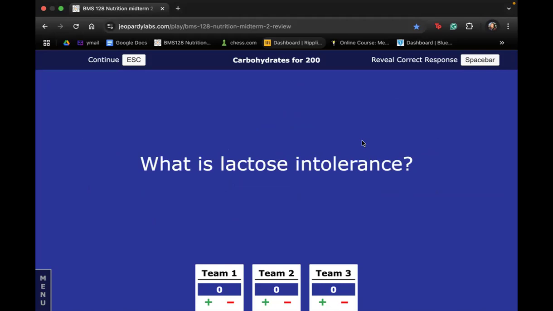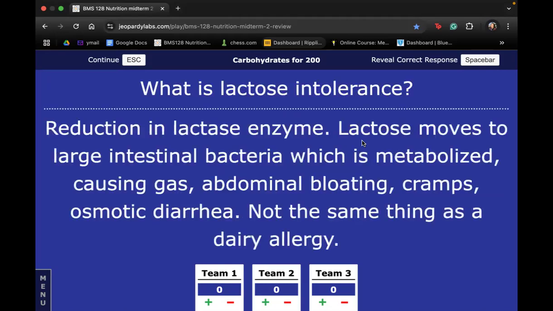What is lactose intolerance? You don't have the enzyme lactase to digest lactose. Yes, that's so true. I have it. I know for sure. It's a reduction in lactase enzyme, like you talked about, and it causes lactose to move to your large intestines and cause gas, bloating, cramps, the runs. And it's not the same thing as a dairy allergy, which is basically that protein triggers a reaction from your immune system. But sometimes people have such extreme lactose intolerance that they feel like they're allergic to it, but it's different.